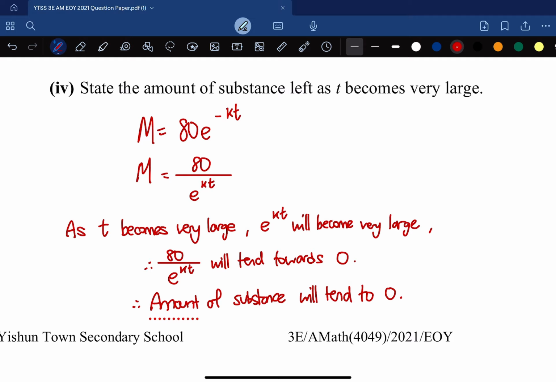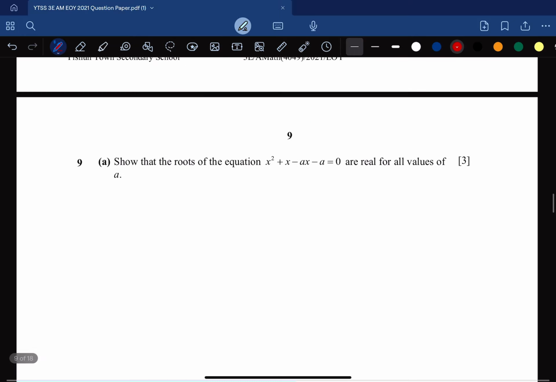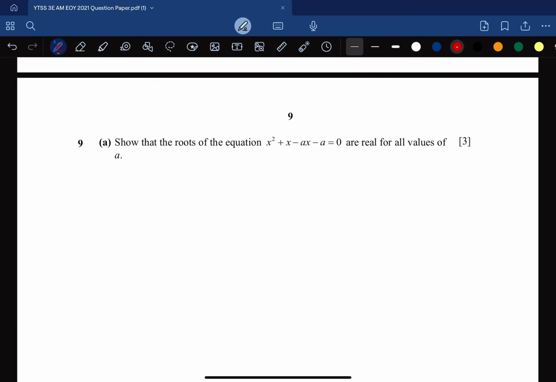Okay, and this is the solution to part 4. Okay, so therefore, let's look at question 9 now. Question 9, show that the roots of the equation are real for all values of a.